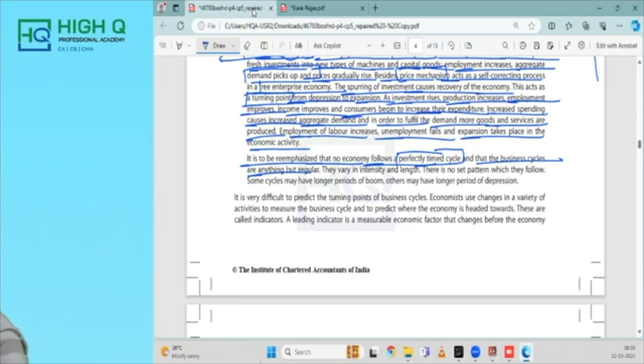Now what happened? Russia used to sell oil. What did it used to sell? Petroleum products to European countries.